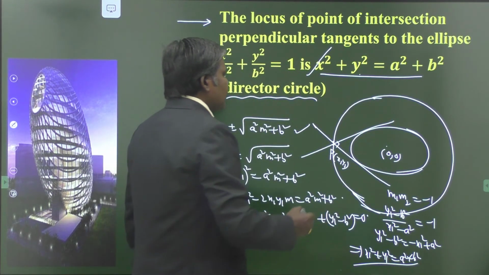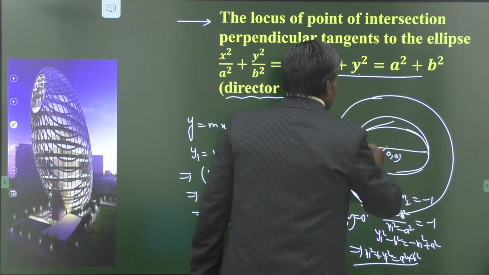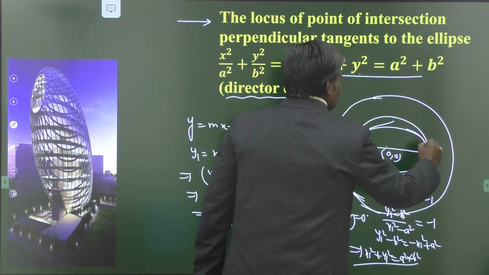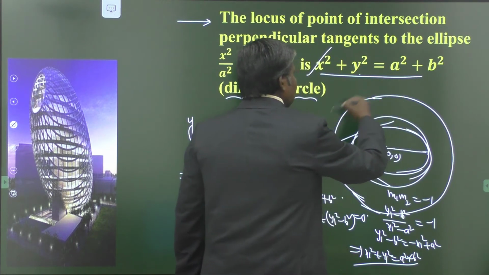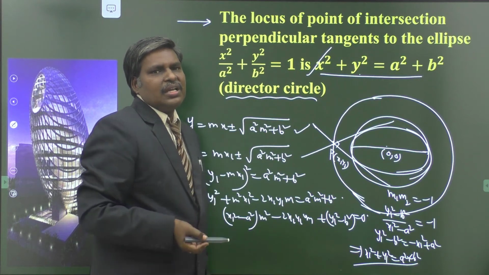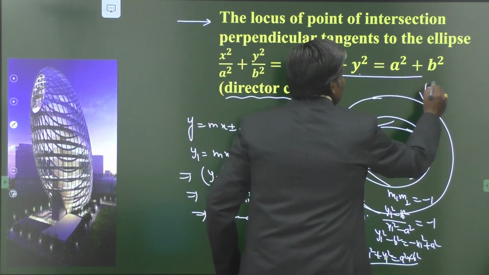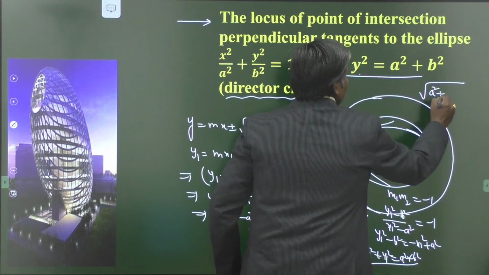What is meant by auxiliary circle? The circle described on the major axis as diameter is called the auxiliary circle. This is the auxiliary circle. This is the director circle. The radius of the director circle is more than the auxiliary circle. What is the radius of the director circle? Root of a square plus b square.